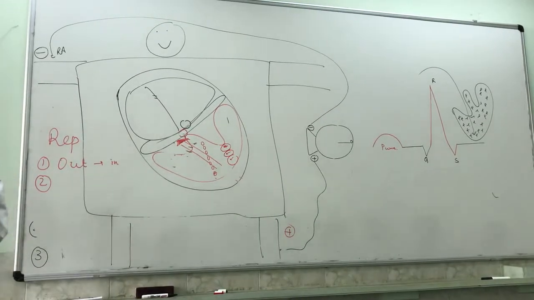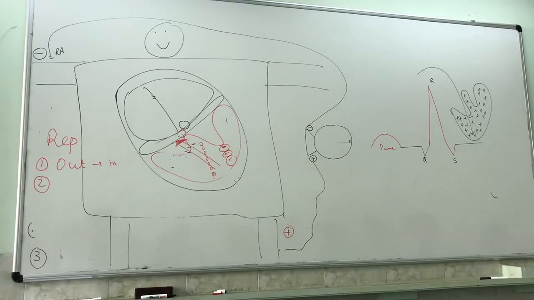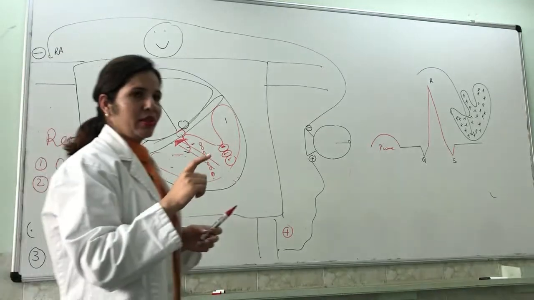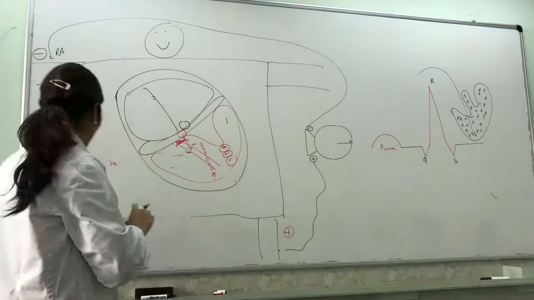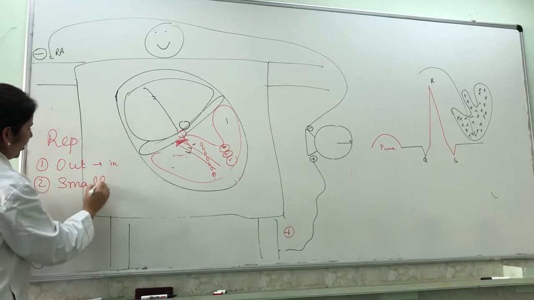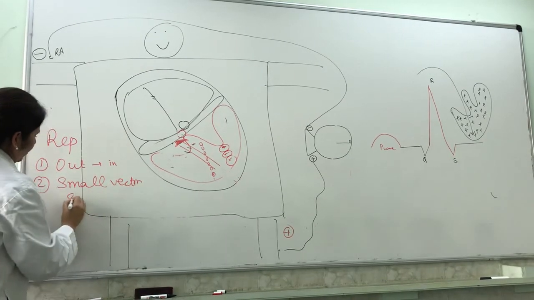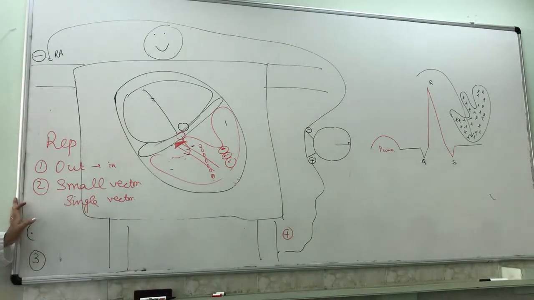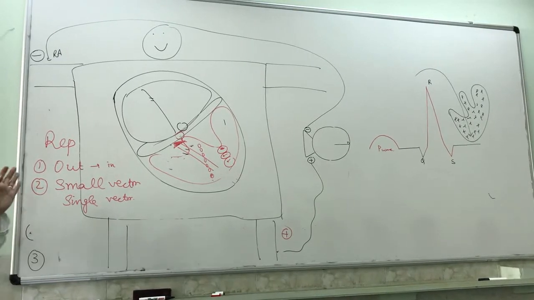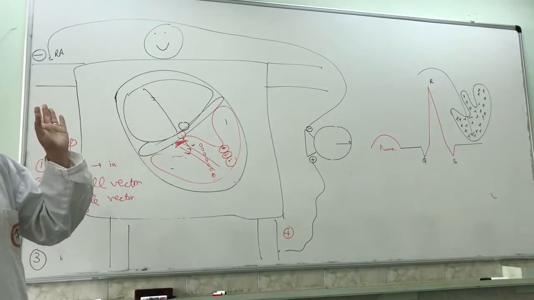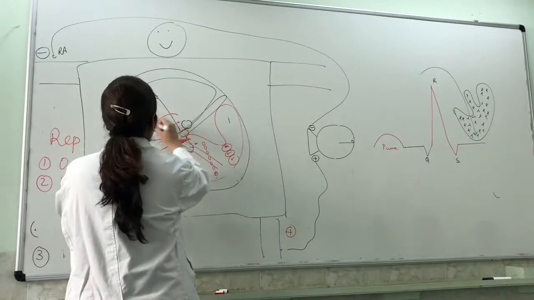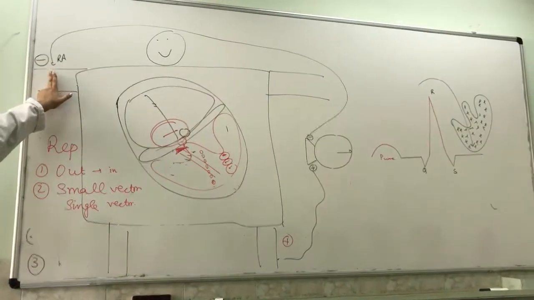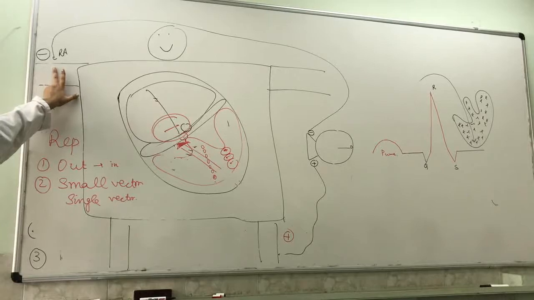So instead of getting so many vectors as we were getting in depolarization, we will get one vector which is smaller than the depolarization vector. Because of the potassium channels, it is a small and single vector, and the direction will be upwards and outwards. This is a negative vector going towards the negative electrode, but with a moderate velocity. It's not a very slow vector, right?